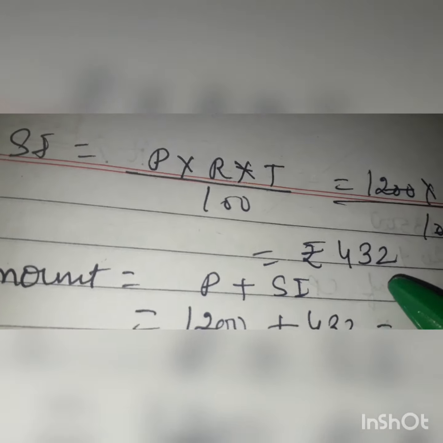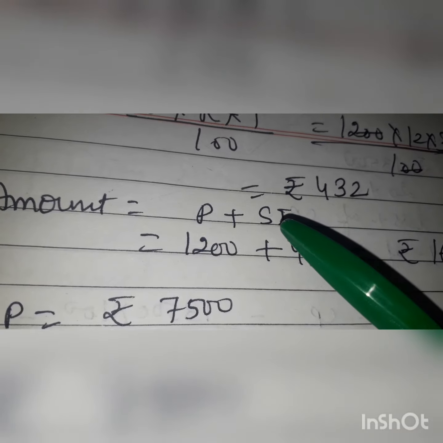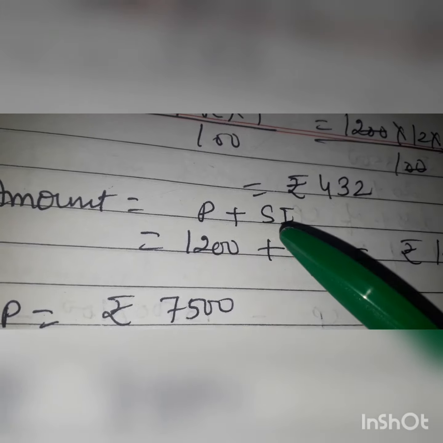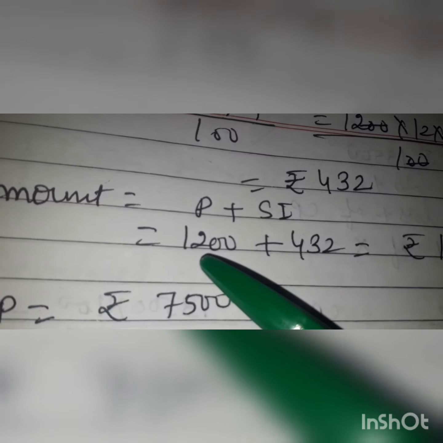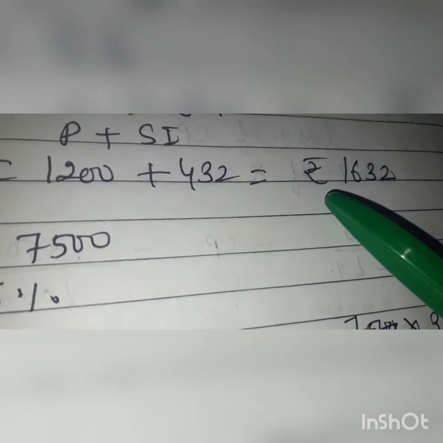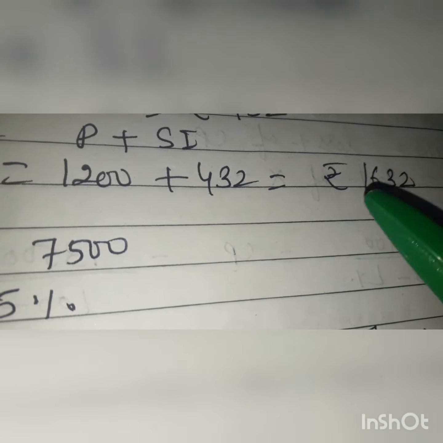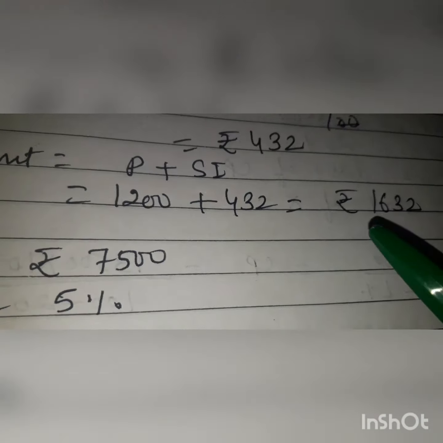This is simple interest. Then I have to find the amount. The formula of amount is principal plus SI. Principal plus simple interest. 1200 is principal plus simple interest is 432. I added both, rupees 1632. That is my answer. The amount is 1632.